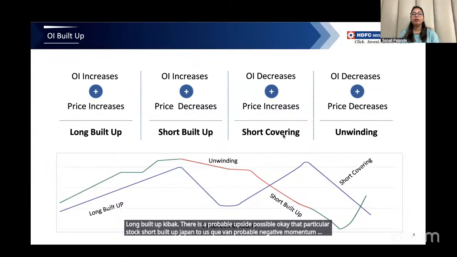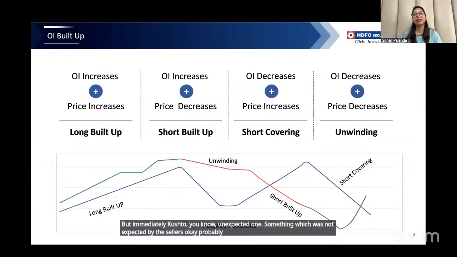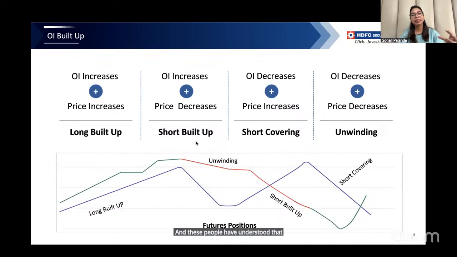What is short covering? Suppose a short buildup was formed here. After that, many sellers came in together and generated a lot of open interest. There was some pressure on price, but immediately something unexpected happened, something the sellers were not expecting. Let's take an example of some unexpected good news that the market was not expecting. Now this extra factor has come into the market, and these people have understood that they cannot take the price even further on the downside.